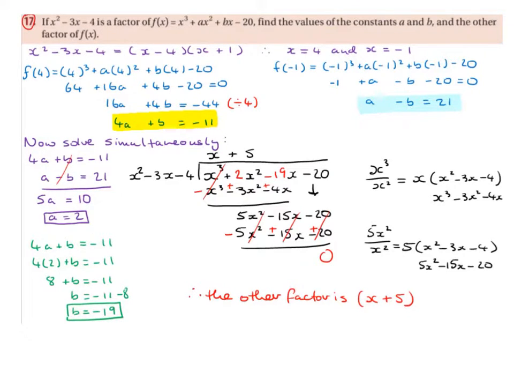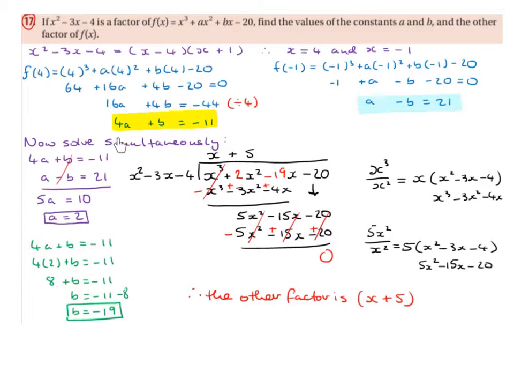Then we do the same with minus 1. So we're going to get f of minus 1 by swapping each of those x values for minus 1 with brackets around it. So we get minus 1 cubed plus a times minus 1 squared plus b times minus 1 minus 20. So we get minus 1 plus a minus b minus 20, and we let that equal to 0. Then we rearrange the equation so that we've got our letters on the left and our numbers on the right. So we end up with a minus b equals 21. Now we have a second equation in terms of a and b.